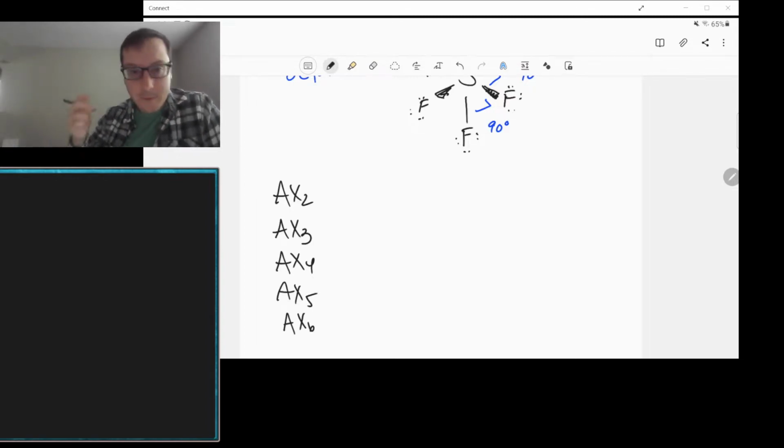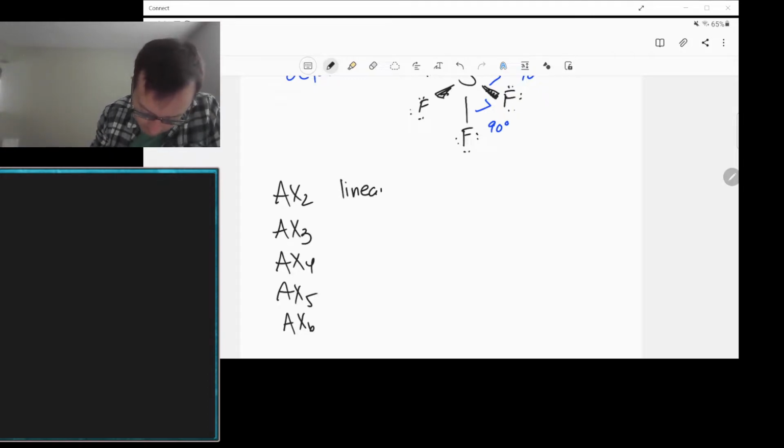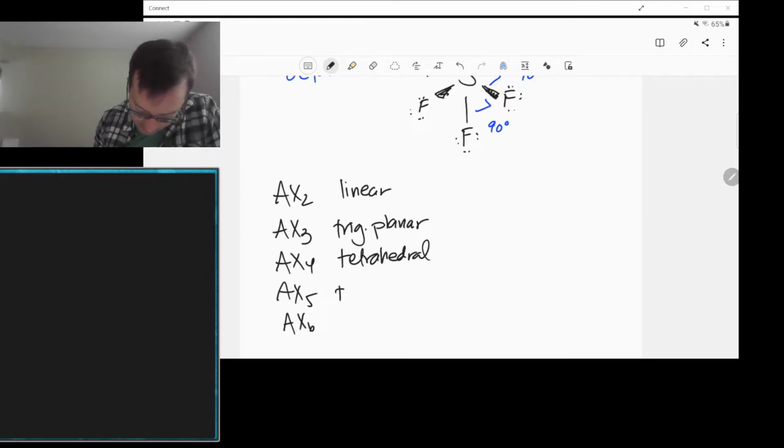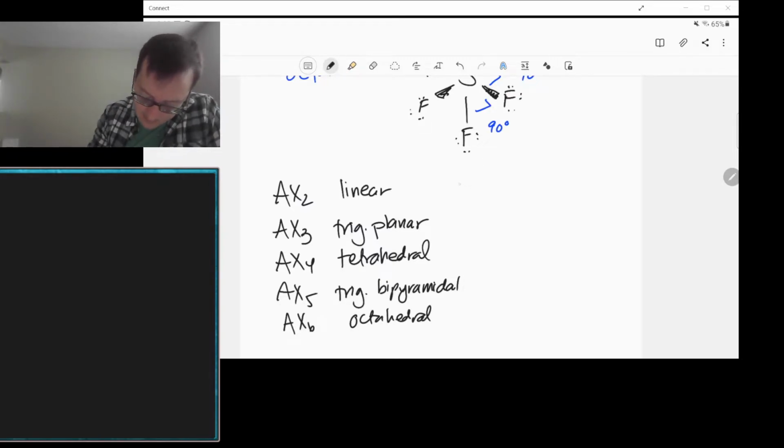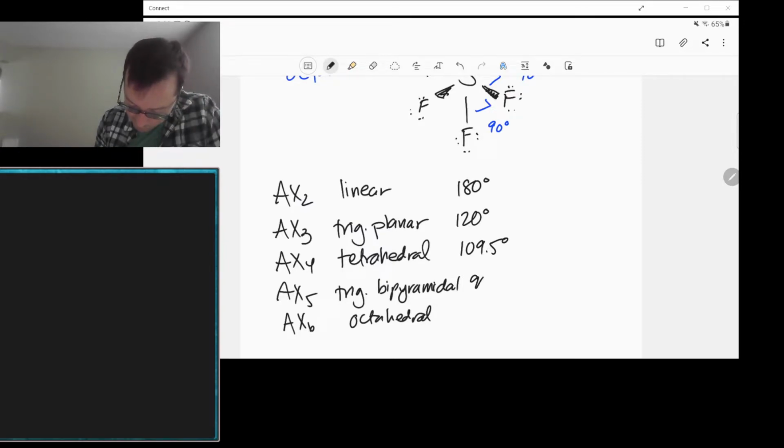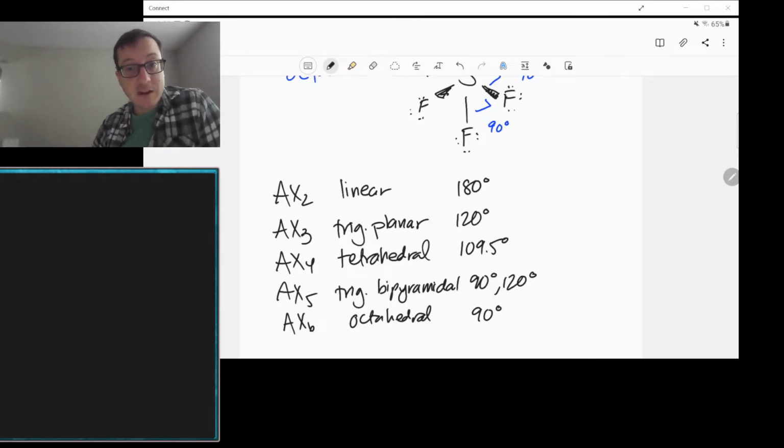we're going to see that this was linear. This trigonal planar. This one is tetrahedral. AX5 is trigonal bipyramidal. And then octahedral. The angles for all these are something you should also know. Don't forget trigonal bipyramidal has two sets of angles.